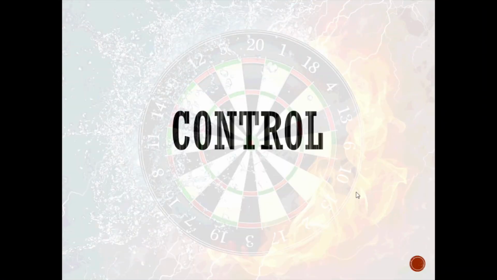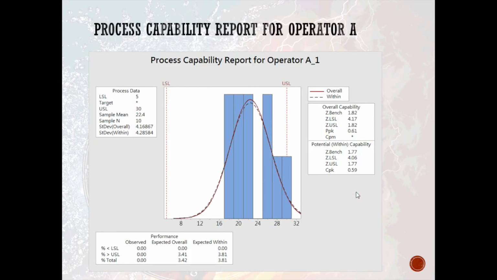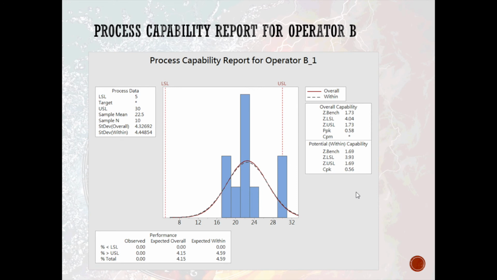Now we are going to the control phase. In the control phase, we adopt the new settings for the operators. We throw the darts again with sample size 10 and the subgroup size is 100. Compared with the data in the measure phase, the mean values improved, and the range also became narrower. For operator A, the sample mean is 22.4 and the standard deviation is 4.16. For operator B, the sample mean is 22.5 and the standard deviation is 4.32.